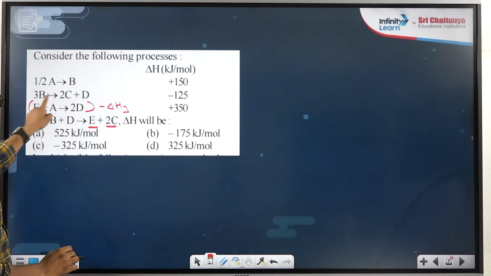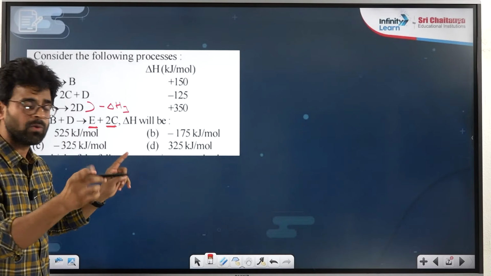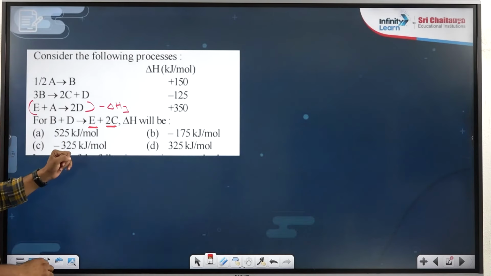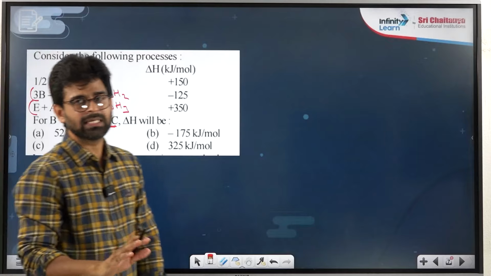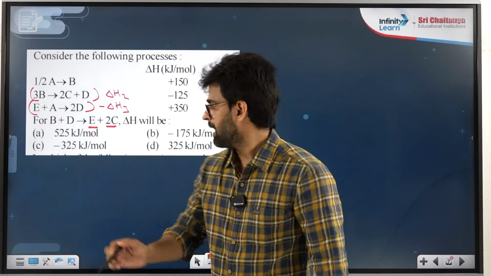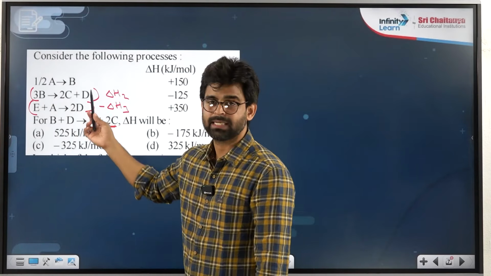C. Where is C present? C is present only in the second equation. So you see carefully, C is here only, and I need 2 moles. This equation has 2 moles, so it is ready, use it as it is. Delta S2, delta S2 as it is. I need 2C, and 2C is present here.